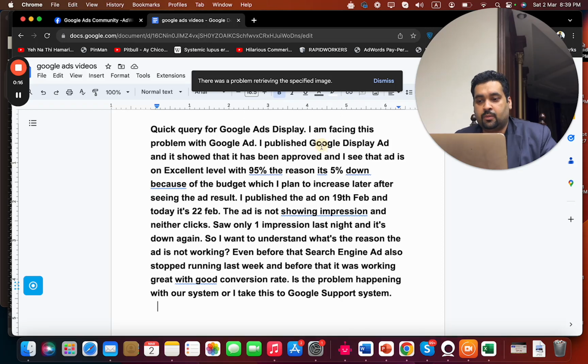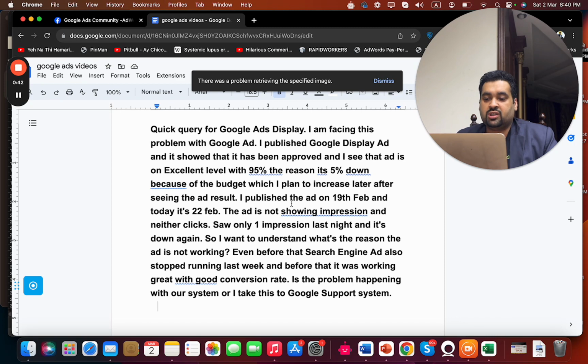I'm facing this problem with Google Ads. I published a Google Display ad and it showed that it has been approved. And I see that the ad is on excellent level with 95%. The reason it's 95% is because of the budget, which I plan to increase later. After seeing the result, I published the ad on 19th Feb and today it's 22nd Feb. The ad is not showing impressions and neither clicks.